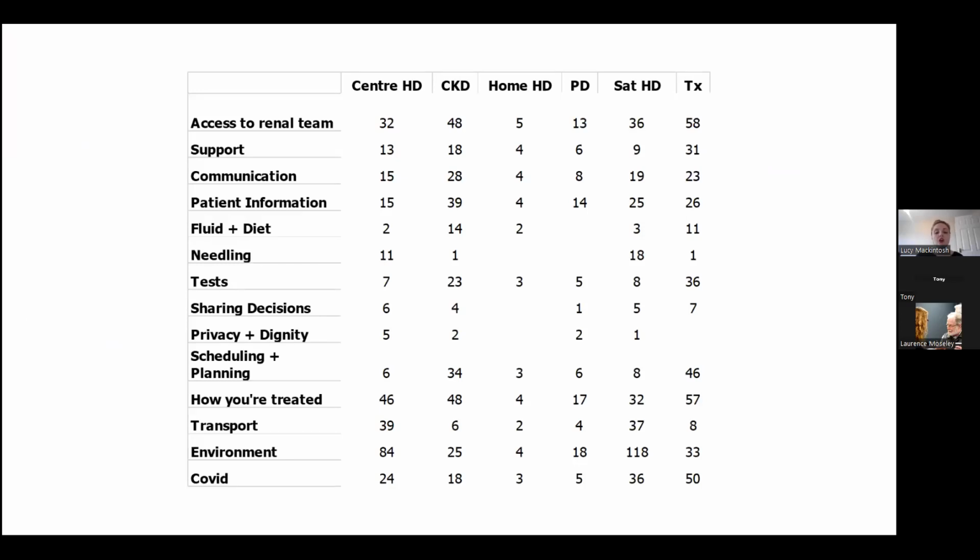Here, environment received the most comments by far for Centre HD, whereas for CKD, the patients not yet receiving any treatment, so they only attend for monitoring, their biggest comments were on aspects of care such as how they were treated and accessing the renal team. So there are some observations you can make that make sense. For example, those who attend a hospital are probably more likely to comment on aspects of care related to the hospital, whereas those who have home therapies might comment more on accessing the renal team, because if they're not going to hospital, how are they getting the contact?